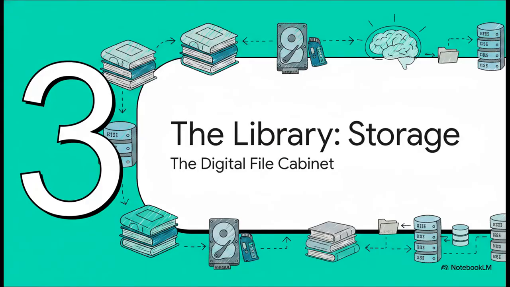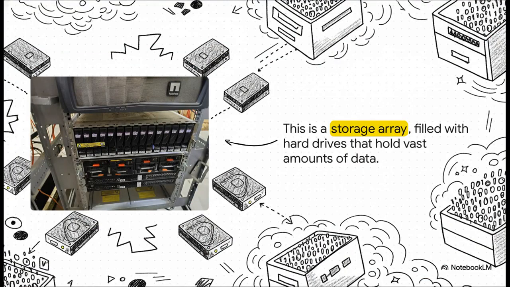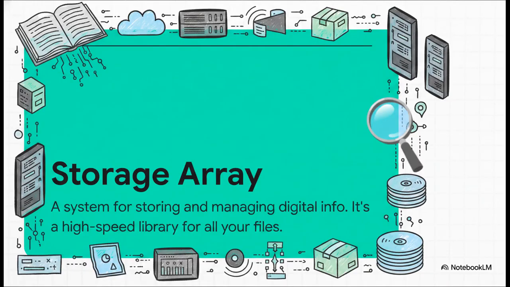Okay, so if the servers are the brains doing all the thinking, where do they get their information? That brings us to our next stop on the tour, the library. Check this out. This whole unit is what's called a storage array. And you see all those individual slots with the little green lights? Each one of those is a high-capacity hard drive. And when you put them all together, you get this massive digital library that can hold just an incredible amount of data. So yeah, a storage array's only job is to store and manage information.